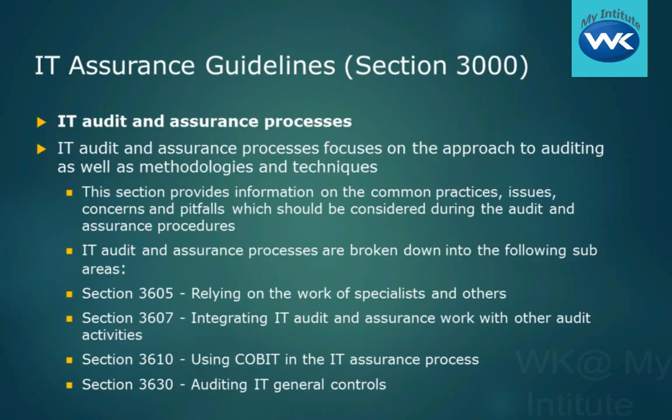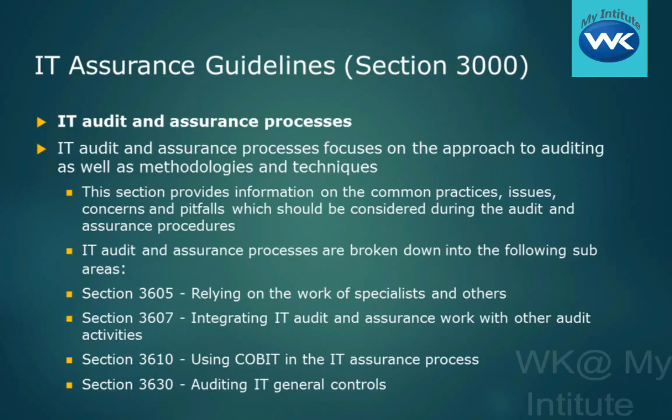Now just think about it. Your work in the IT audit might be a small process of an overall financial audit, and obviously the things that we do with the financials of a company are probably more than likely somehow associated with IT, the communications, the storage of information, and so you want to look at some of those guidelines about working those together. Using COBIT in the IT assurance process, some guidelines for that, Section 3610.